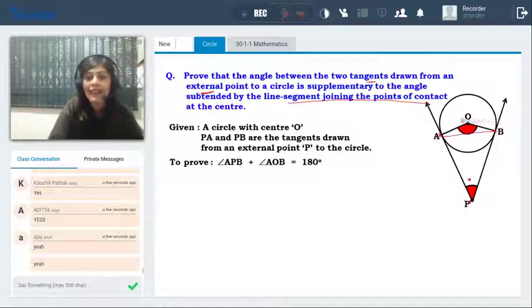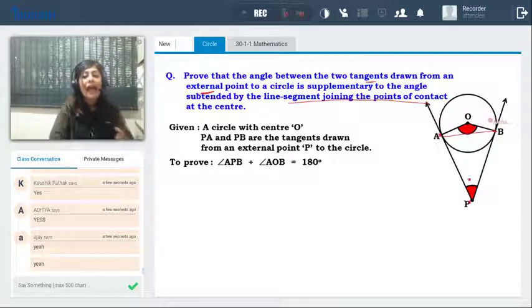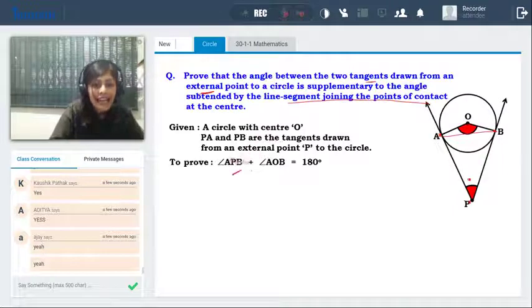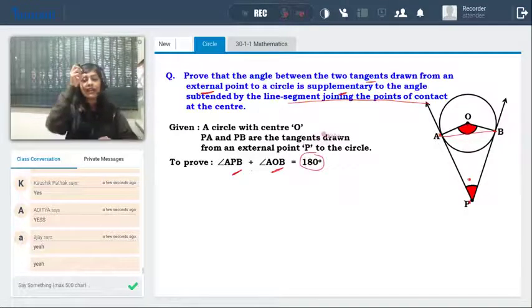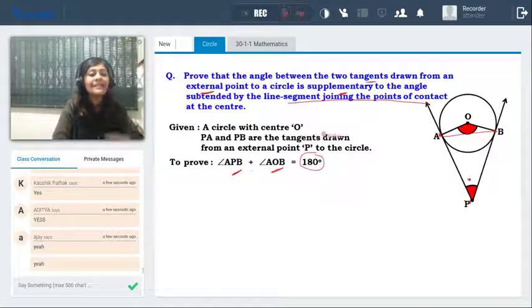Now, this line segment subtends an angle. Students, subtends only means making an angle. So this AB makes an angle where? At the center. Now, this segment can make only one angle at the center, which is AOB. So the two angles that we are talking about are APB and AOB, and they have to be supplementary. So the sum has to be 180. We already know supplementary angles means angles which make a sum of 180 degrees.